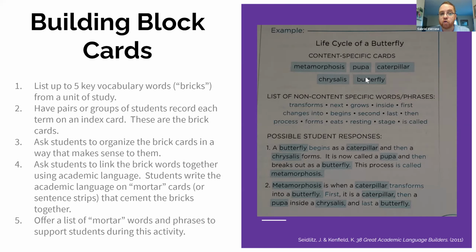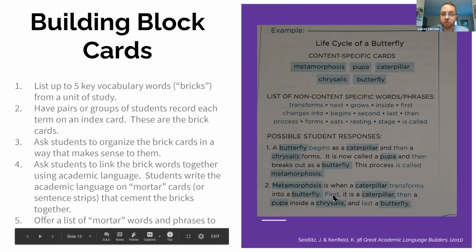What you then want them to do is to write in one, two, three sentences or a brief paragraph how these words are connected. So for example, they might say: a butterfly begins as a caterpillar and then a chrysalis forms. It is now called a pupa and then breaks out as a butterfly. This process is called metamorphosis. Metamorphosis is when a caterpillar transforms into a butterfly. First, it is a caterpillar, then a pupa inside a chrysalis, and last a butterfly.